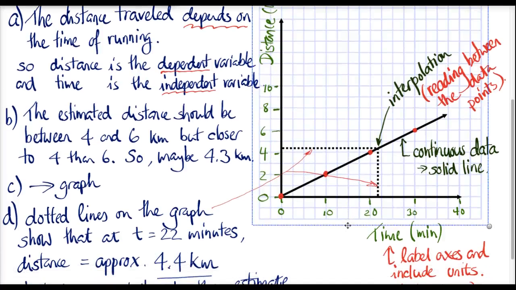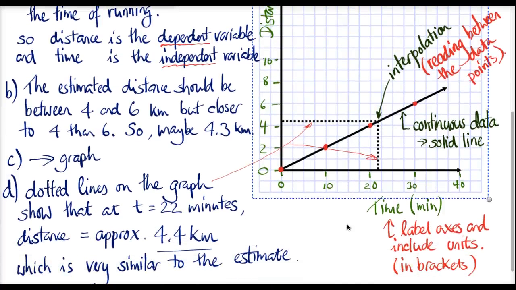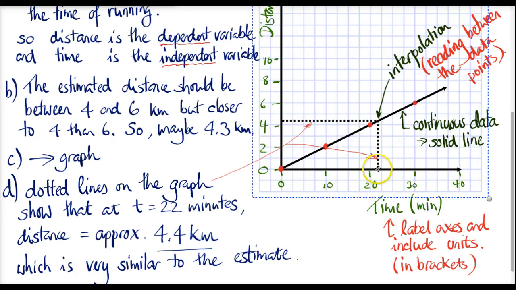And the last part is to now verify our estimate using the graph. So if I find 22 minutes, it's right here. I've got a dotted line here on the graph to show where the 22 minutes goes upwards. I go up to the graph and across, and I read that it's approximately 4.4 kilometers using my graph. And the bigger the scale I use on this axis, obviously the more accurately I can read this data. If I use a really tiny scale, it's going to be hard to read.